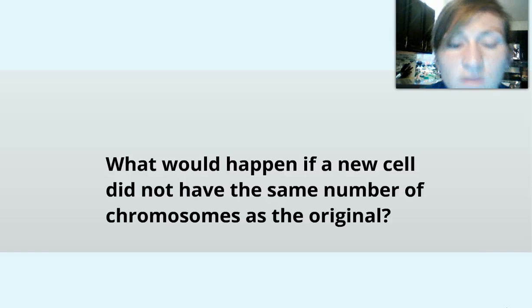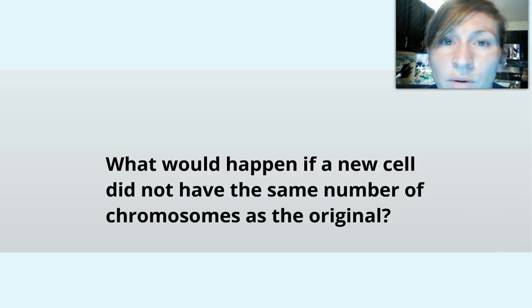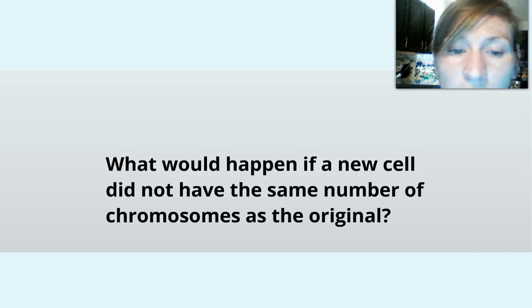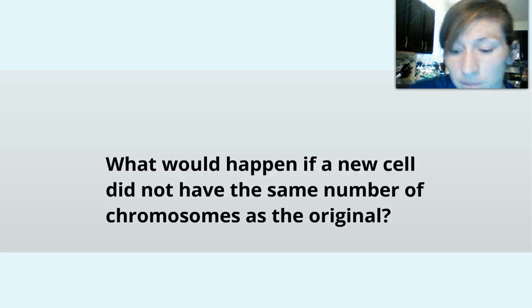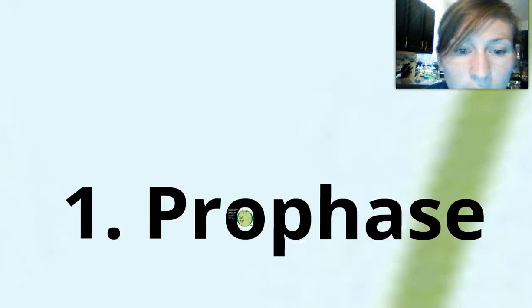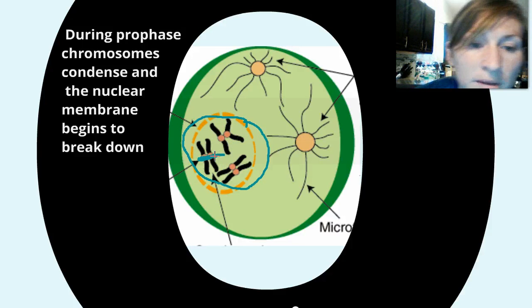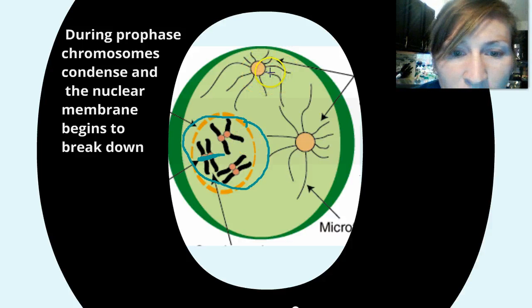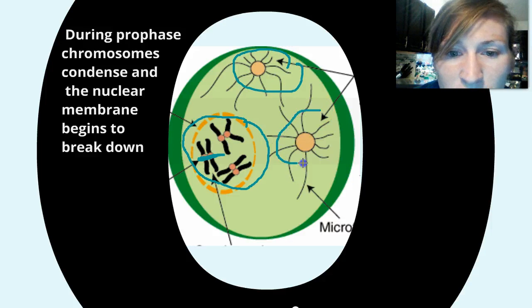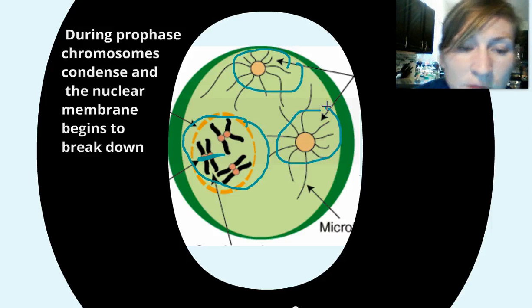What would happen if a new cell did not have the same number of chromosomes as the original? Generally, like I just mentioned, the cell will be programmed to commit self-death, or something called apoptosis, to get that bad cell basically out of the organism, or not put into play. Here's our nuclear membrane breaking down. Our chromosomes have been copied. They are attached at the centromere, the sister chromatids, which are just duplicate copies of the chromosome. And then you have your centrioles and microtubules starting to form to help move those chromosomes to opposite ends.